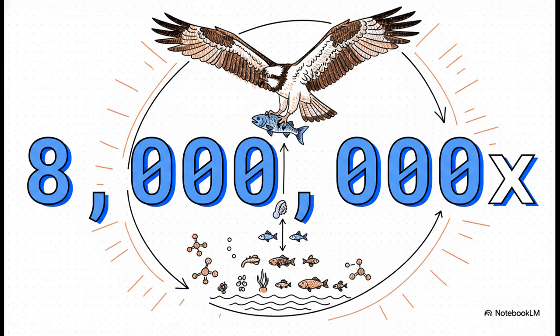That osprey, at the very top of the food chain, is carrying a tissue concentration roughly 8 million times higher than the surrounding water. 8 million. No way, right? But that is the invisible multiplier at work. And it is absolutely enough to completely shut down the bird's ability to successfully reproduce.